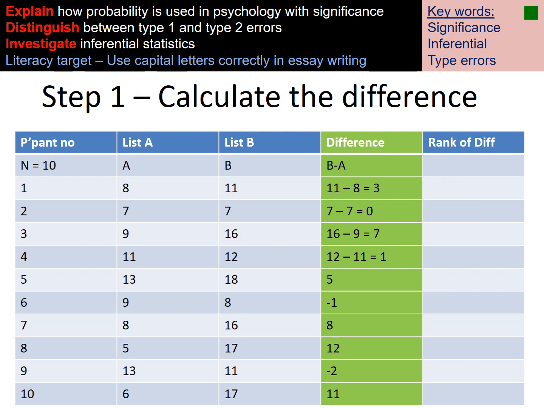I've done this for you. So you can see here, for example, you can check my working out in the first few just to see what it is that I'm doing. So I did 11 take away 8 for participant 1, which gives me a score of 3, 7 take away 7 for participant 2, which gives me a score of 0, etc, etc. You will see I've got some negative values, for example, down here for participant 6, because they actually did better in condition 1. But again, if I do 8 take away 9, it's okay, it just gives me a value of -1, which I'm actually going to ignore later anyway.